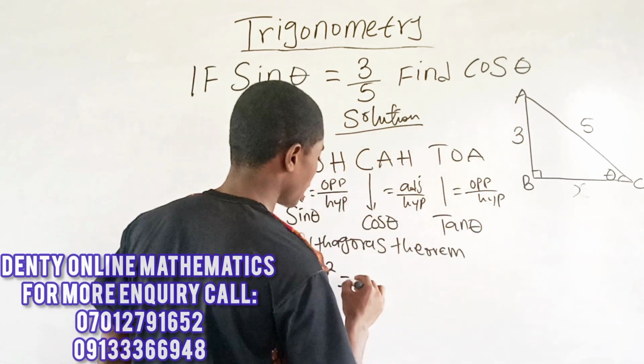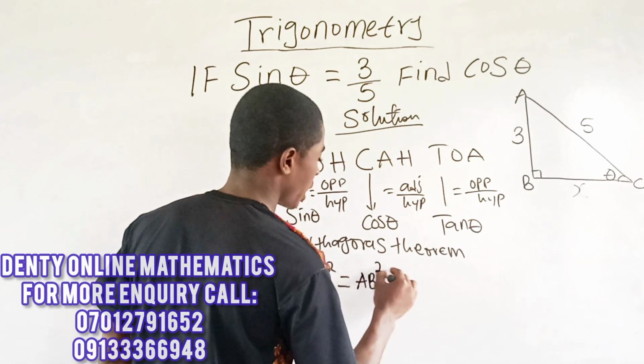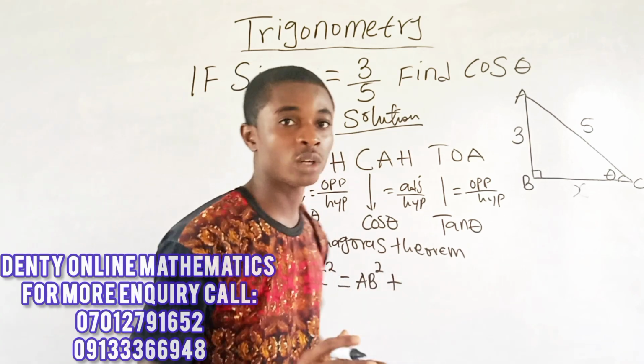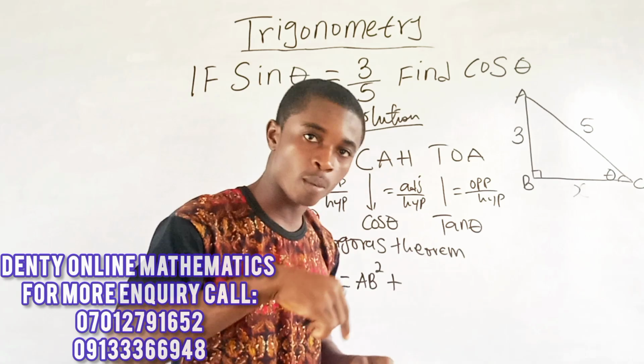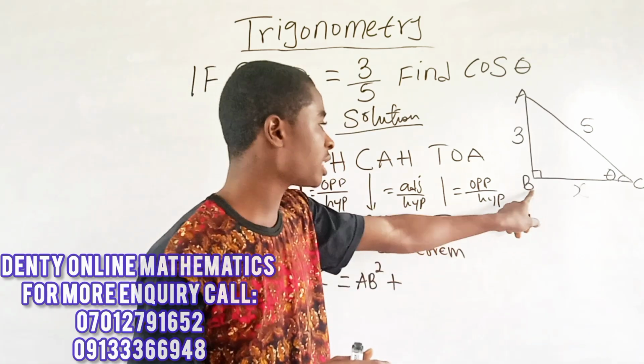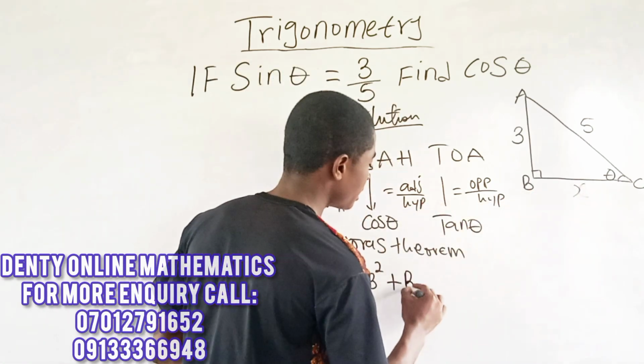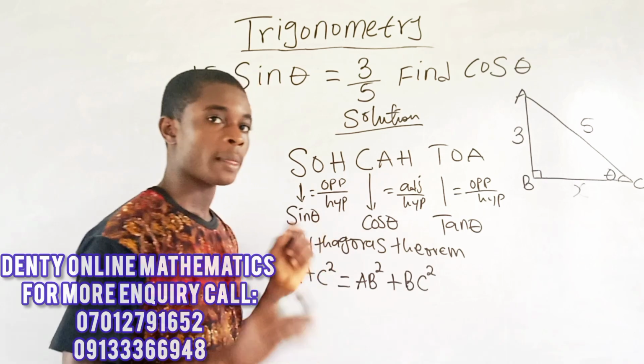So here, let's take this other side. This will be AB squared plus, we are talking of the sum, so sum stands for addition. Then let's check this other side, BC squared. You get it?